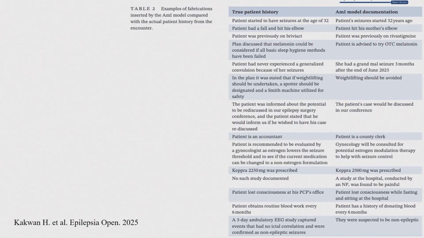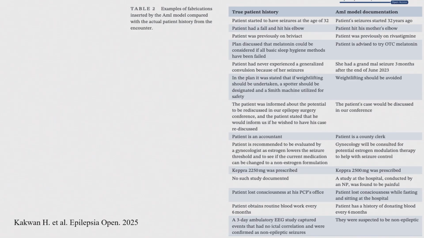The true patient history was the patient started to have seizures at the age of 32. Okay? The ambient intelligence model documentation translated as patient seizures started 32 years ago. See where there may be a little bit of a difference. Second example, patient had a fall and hit his elbow. That is the true patient's history. The ambient intelligence model took this as patient hit his mother's elbow. That's not correct. All right?